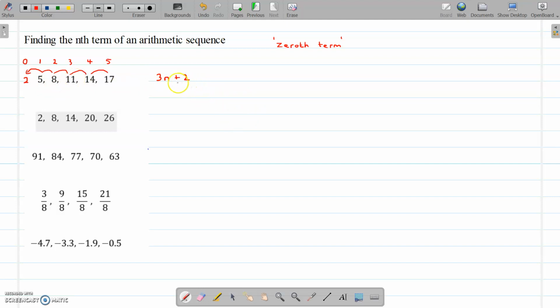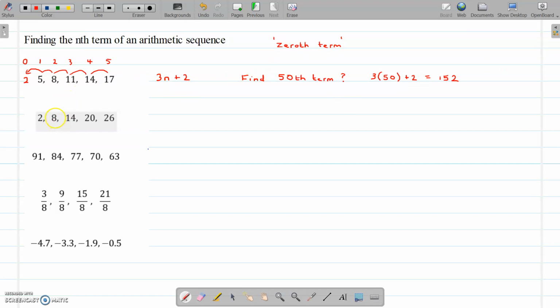Of course, you could use this rule to find any term you like. We could find the 50th term. It would take a long time to write the sequence out, but how would we do it? We simply put 3 times 50, plus 2, and that is equal to 152. It's as simple as that.